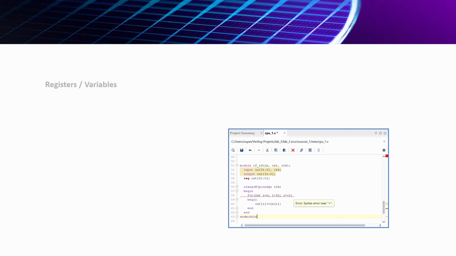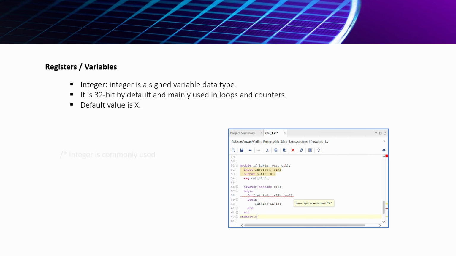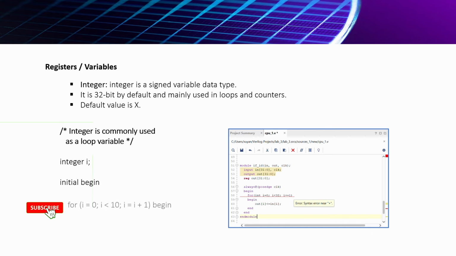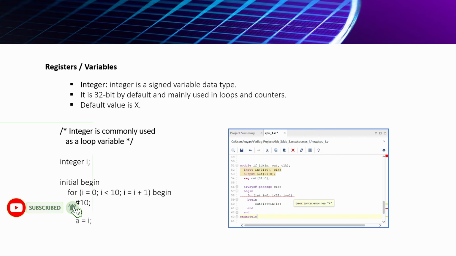Next is the integer data type. An integer in Verilog is a 32-bit signed variable. It is mainly used for loop counters, indexing and iteration, especially in test benches. So we can see the code here. In this example, the integer variable i is used inside a for loop. This is the most common and correct use of integer. In synthesis, we usually avoid using integers for hardware storage, but they are very useful for control logic and test bench code.